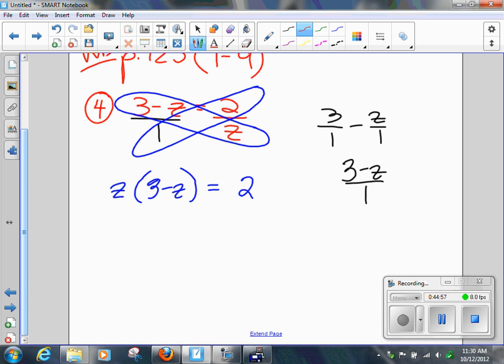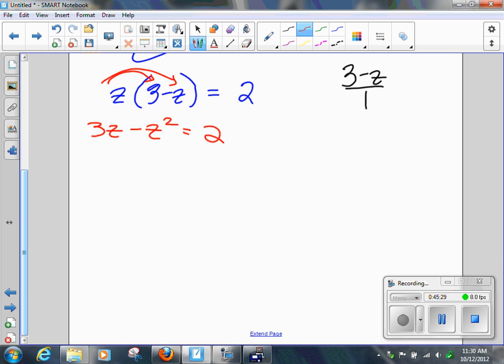We're going to distribute. All right, we're going to have z times 3 is 3z. Always put your coefficient first. Z times negative z. Negative z squared is equal to 2. We are not going to scream and holler and run for the hills. We're going to tough this out. What kind of equation do we have now? We have a quadratic. How do you know it's a quadratic? Because it's a z squared term, and we're doing exactly what you just got finished doing on the test yesterday. How do we do that?